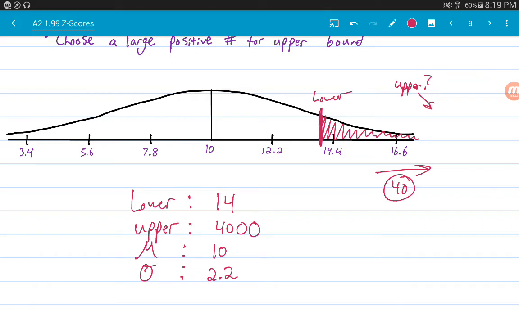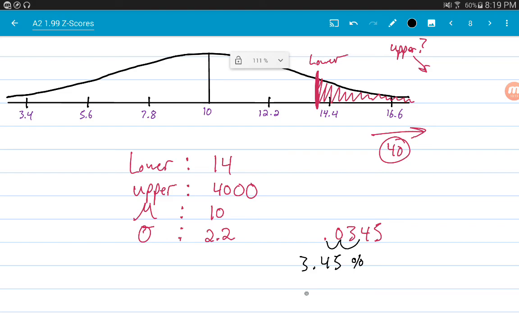So if I throw that into my calculator, I'm going to get this number, 0.0345. If I move the decimal place twice, I get 3.45%, or you could even just round that to 3.5%.